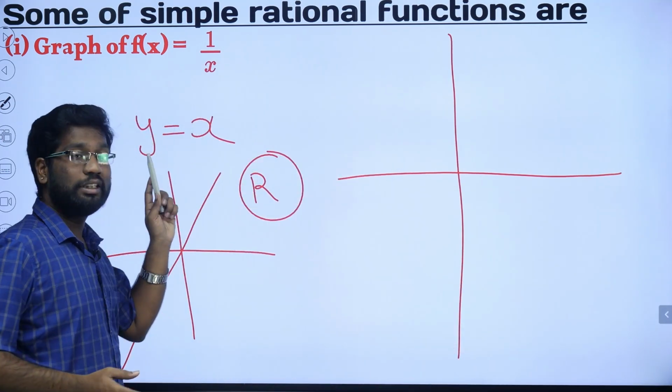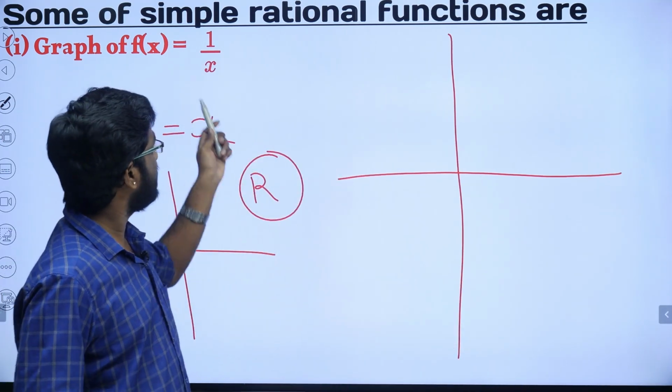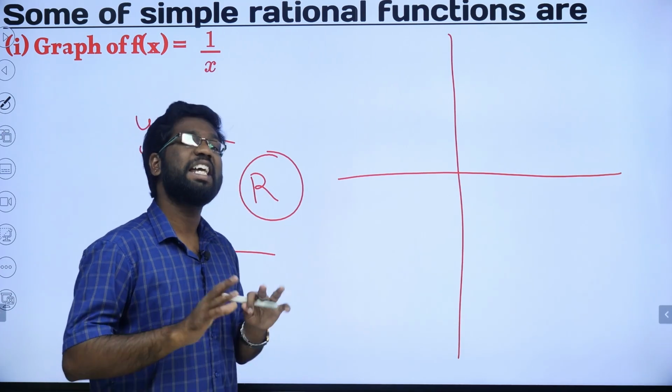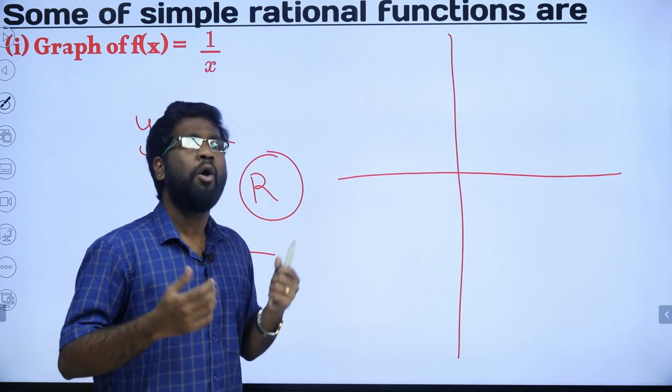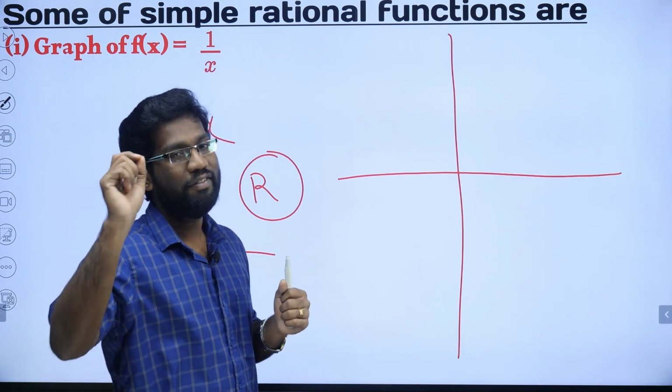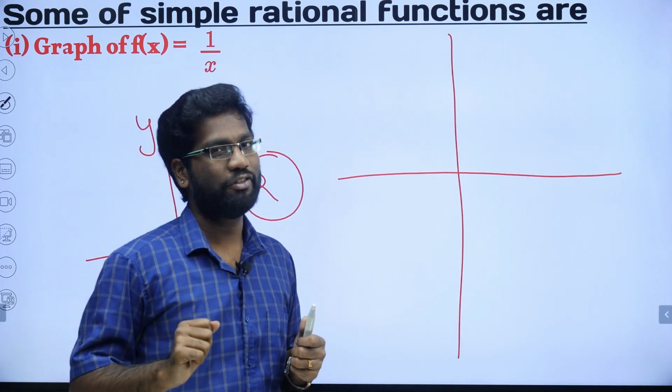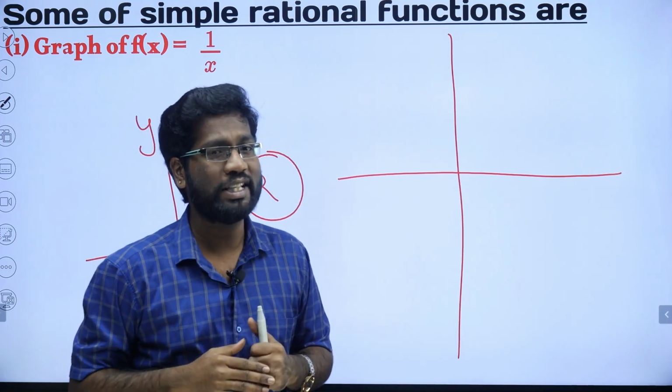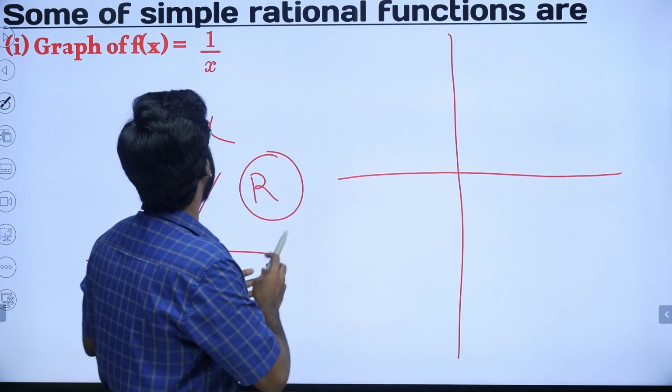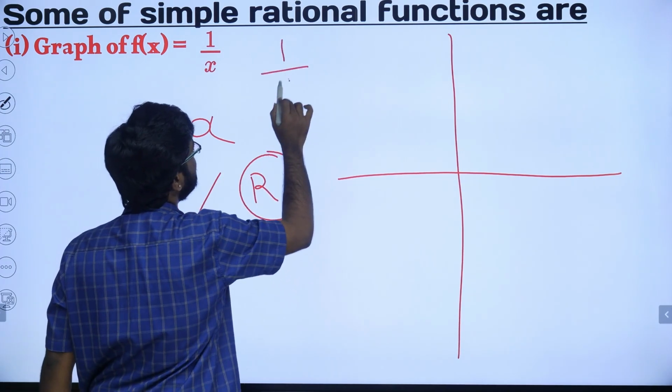So here the domain is R, but when it comes to 1 by x, it's not R, my dear students. Why, sir? Because for one value, it is going to be undefined. What is that value, my dear students? I hope you all know. The value is 1 by 0.